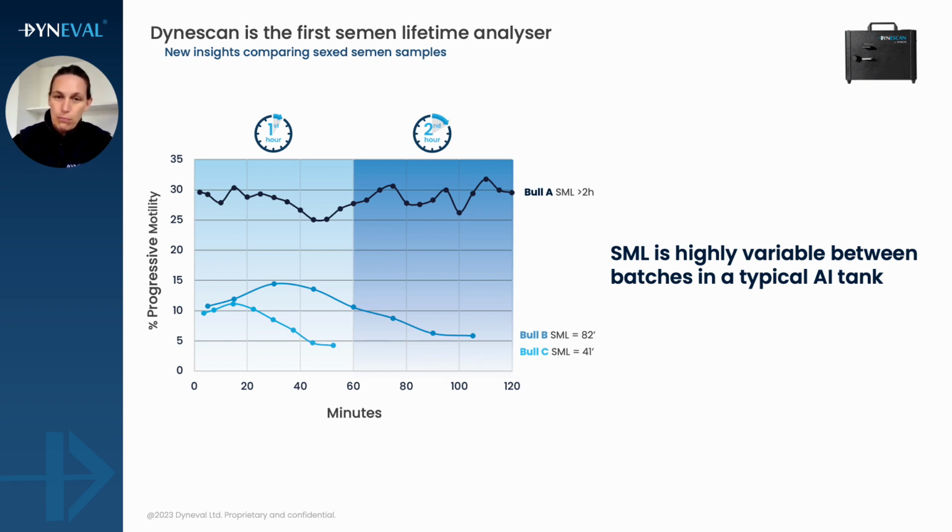As we can see here, bull B has a SML of around 82 minutes, and bull C has an SML of around 41 minutes. And these samples all represent sex semen samples found in a tank last year.